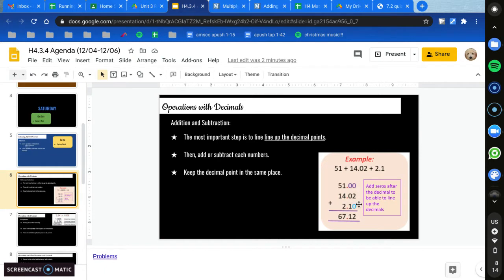See the purple and the blue? You add zeros after the decimal so that you can line up the decimals. All right, cool. Then you just add or subtract just like normal, and in your answer, the decimal point stays in the same place. So with addition and subtraction, the decimal point just goes down and stays in the same spot the whole time. All right, let's take a look at a practice problem here.